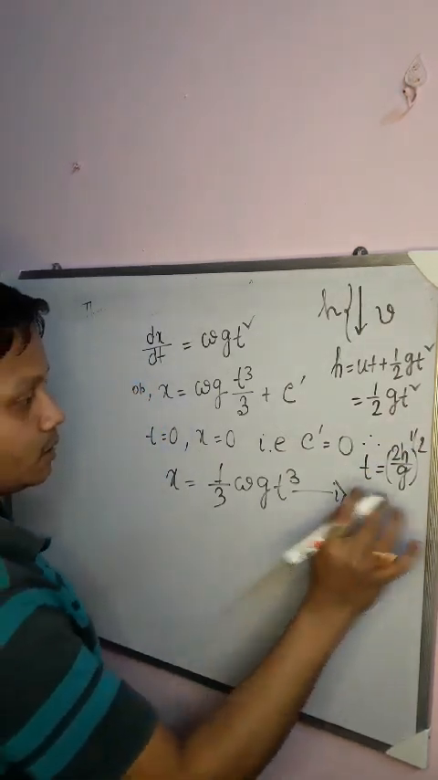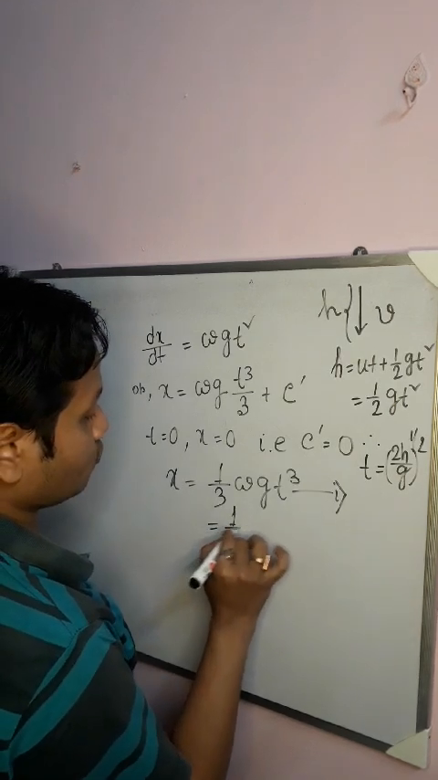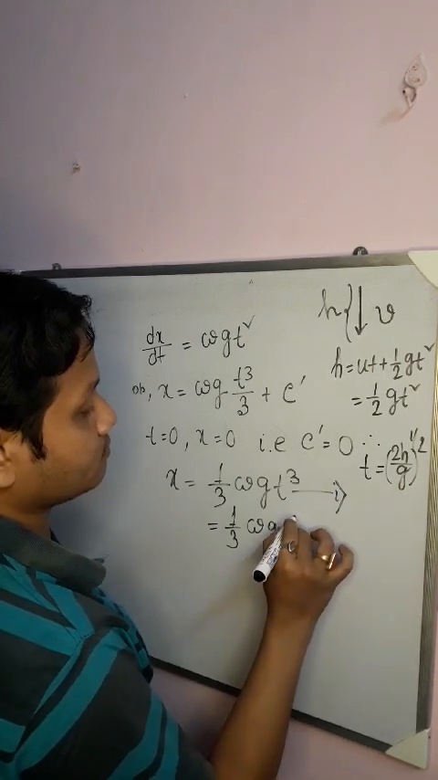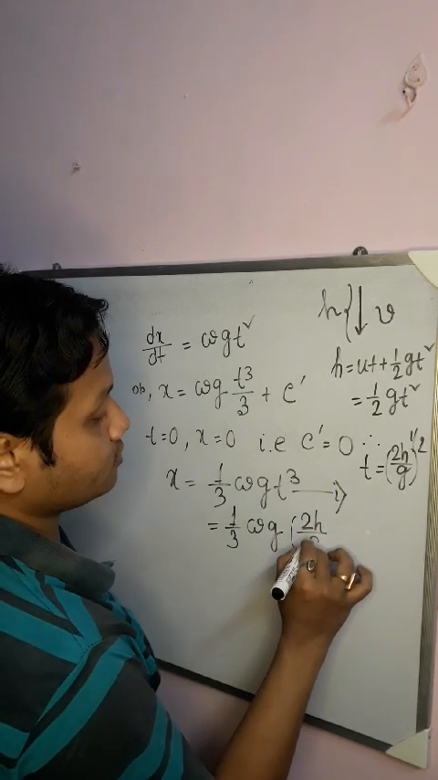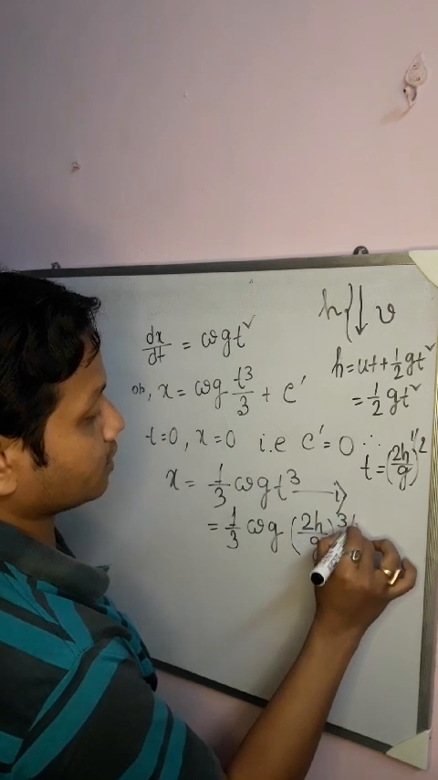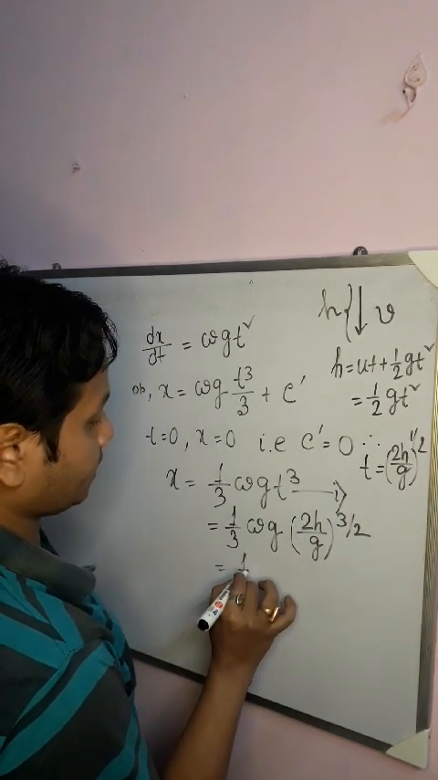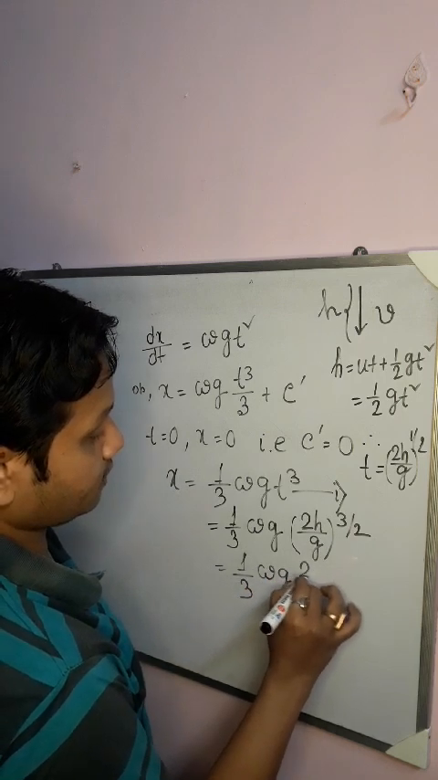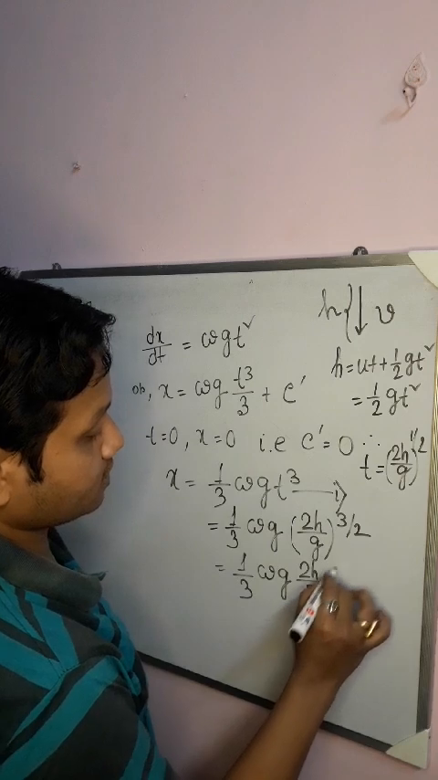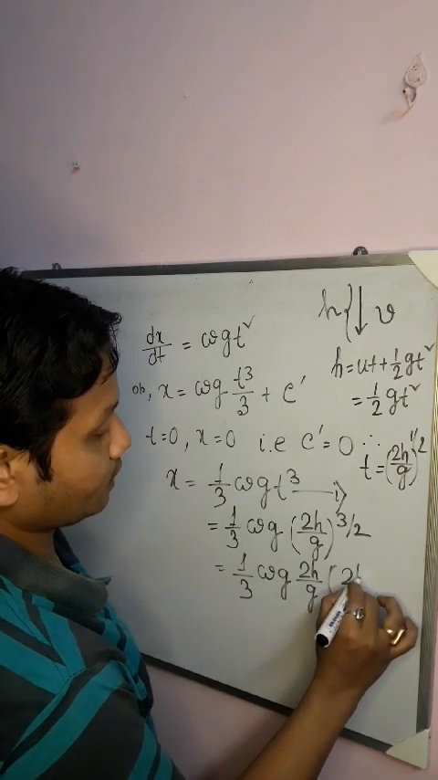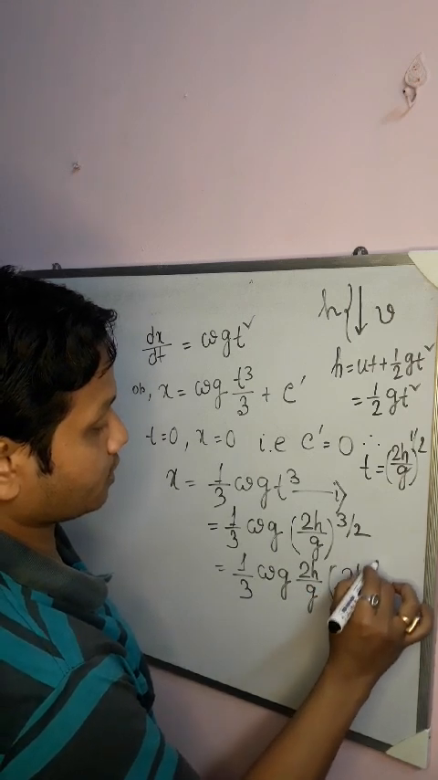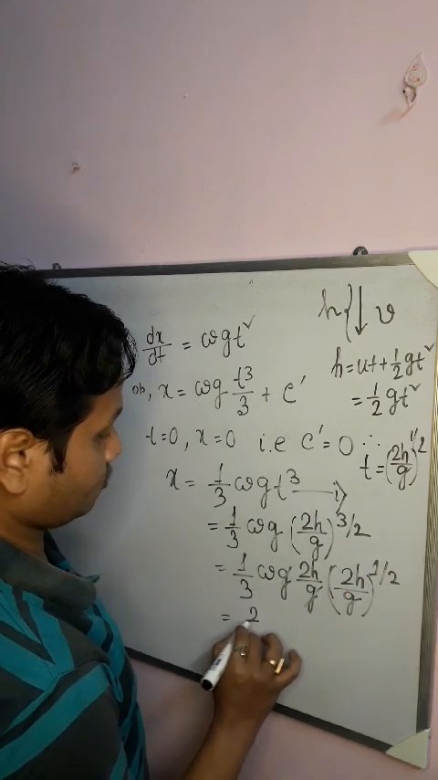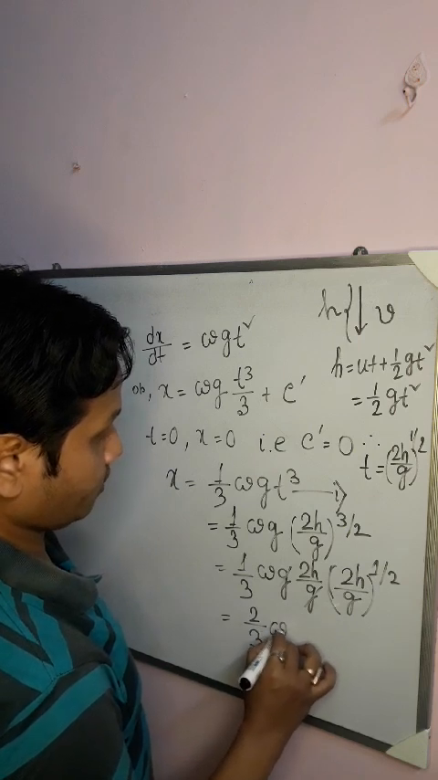Okay, so we have to substitute this value in 1/3 omega g t cube, that means (2h by g) to the power 3 by 2. So we can take it as 1/3 omega g, and this we can write as 2h by g into (2h by g) to the power half. So g cancels, so this is simply 2/3 omega h.